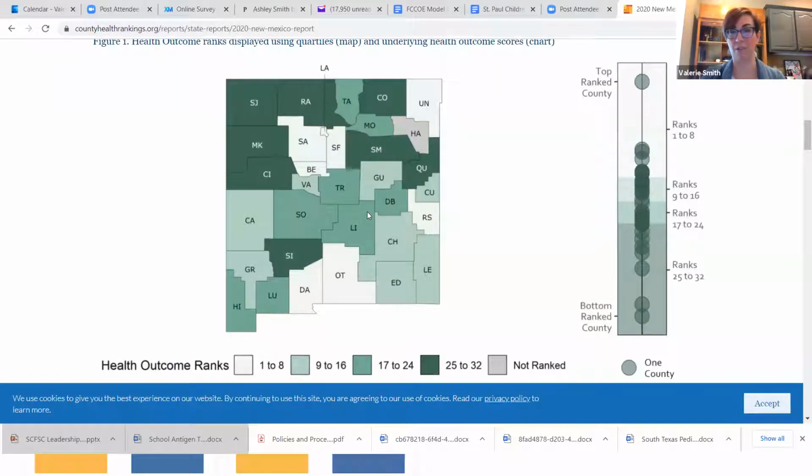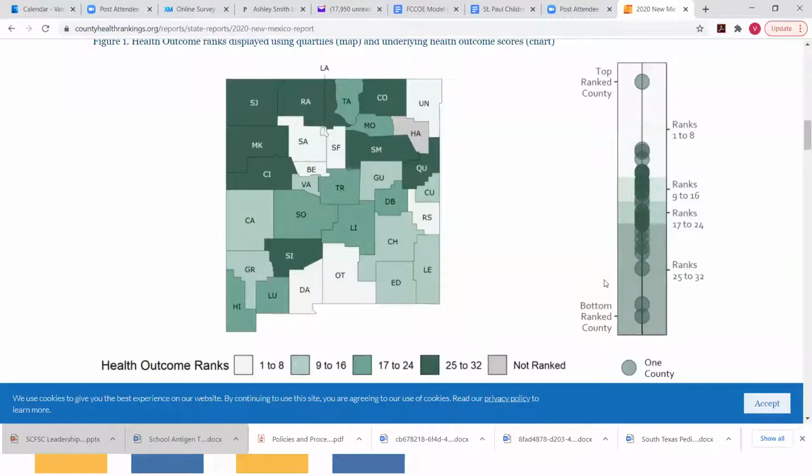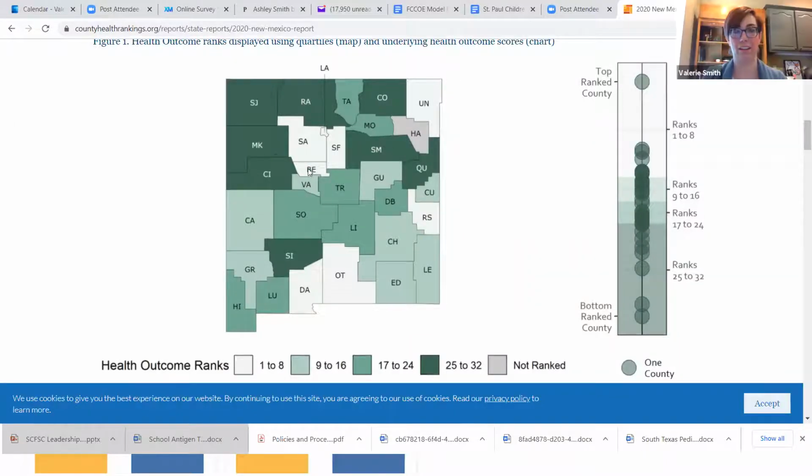Patty, what county is Albuquerque in? Can you hear me? Yes. It's Bernalillo. So it's centrally located actually, and it's white on this map. Ah, right there. Okay. Yeah.